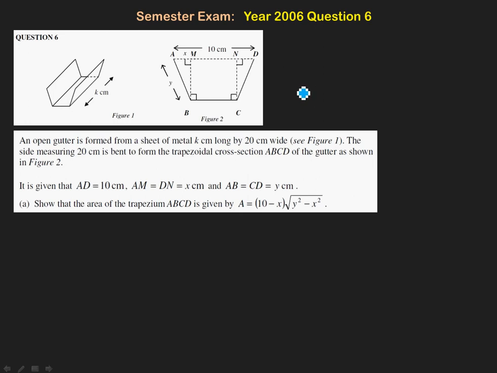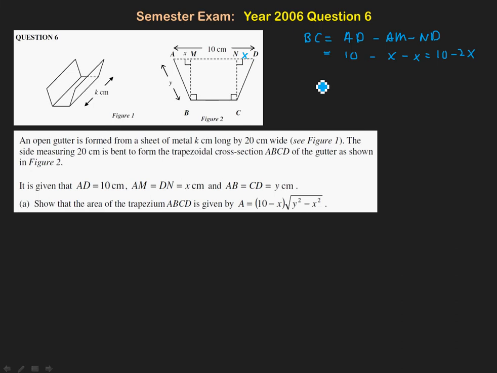Right, let's start by interpreting the data given and also the diagram here. We know a couple of things. First of all, BC is equal to AD minus AM minus ND. They'll probably come in handy later. AD is actually 10, AM is x and ND of course is x too, so minus x. So you have 10 minus 2x. And this is one thing.